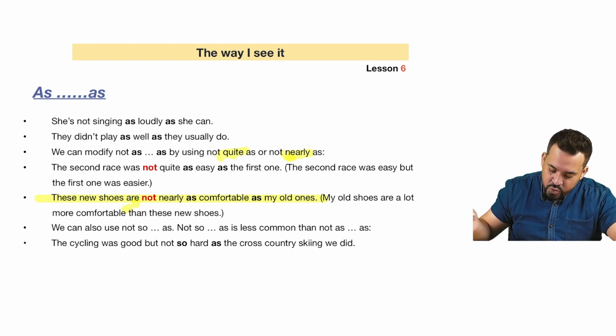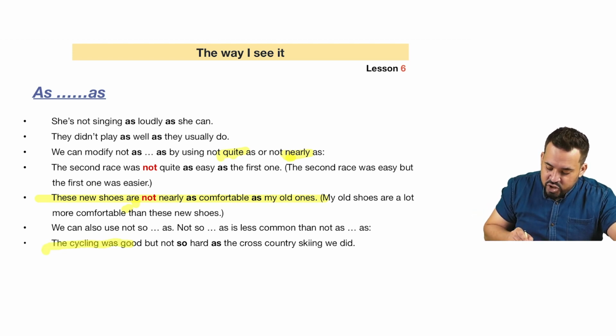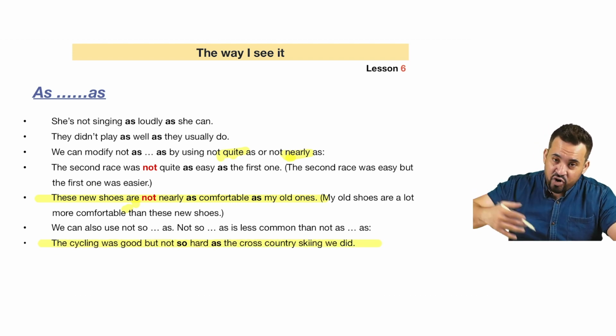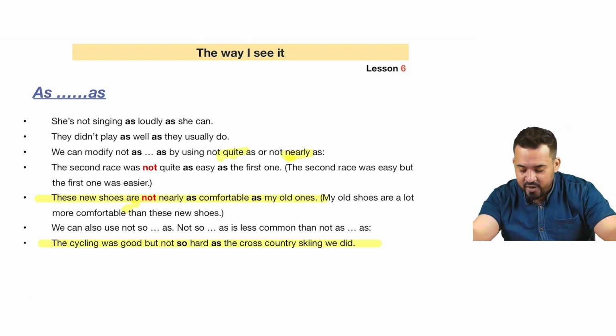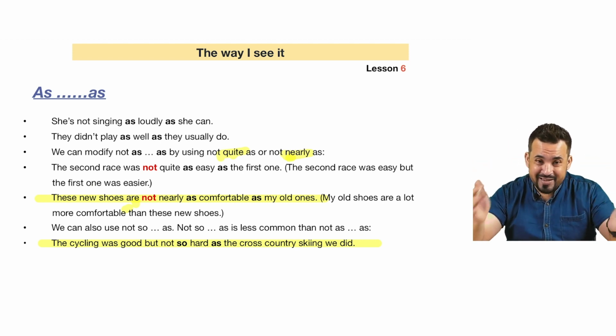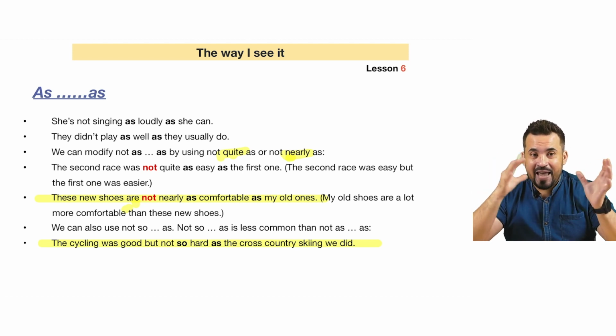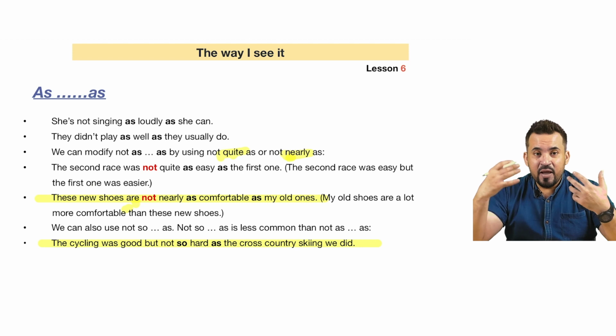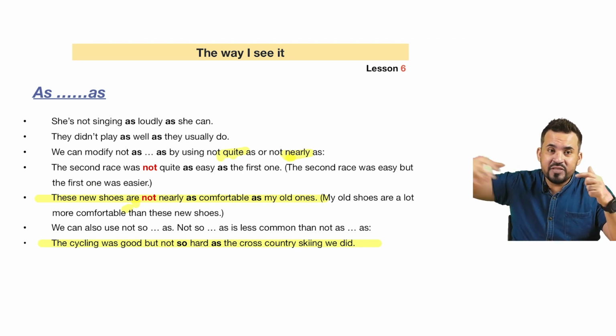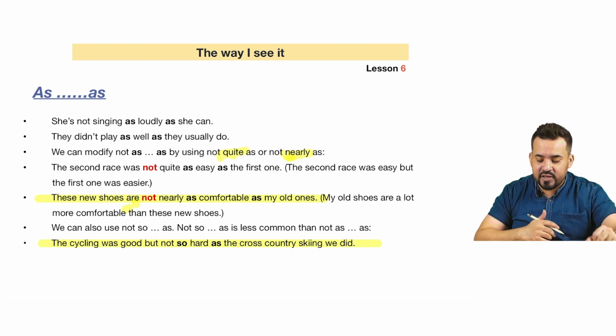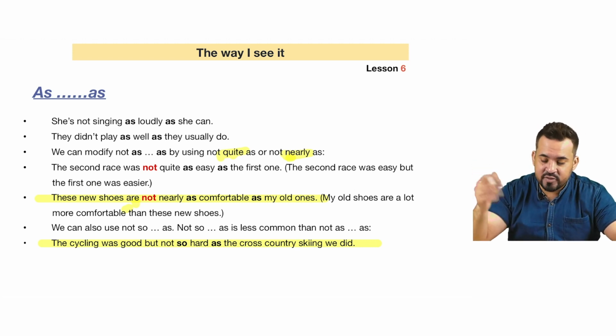We can also use "not so... as," which is less common than "not as." Okay, what does that mean? The cycling was good, but not so hard as the cross-country skiing we did. So the cycling was good, but it's not as hard, but not so hard as. So here we replace the "as" with the "so." So instead of saying "not as hard as," we said "not so hard as." They still mean the same thing, just variations.